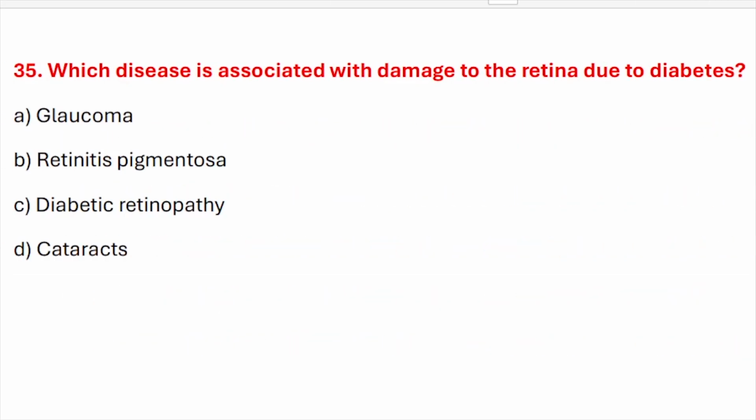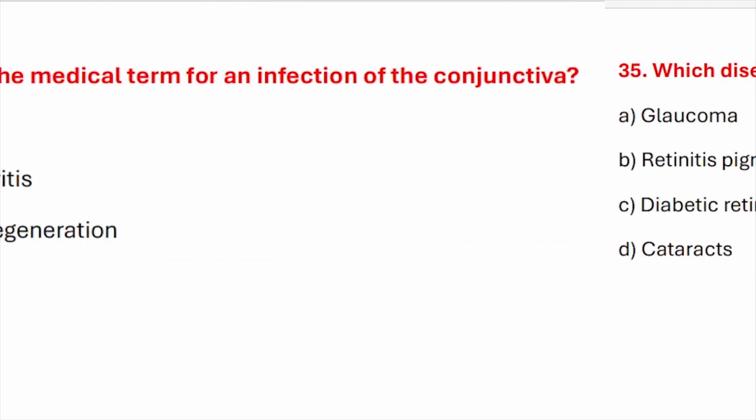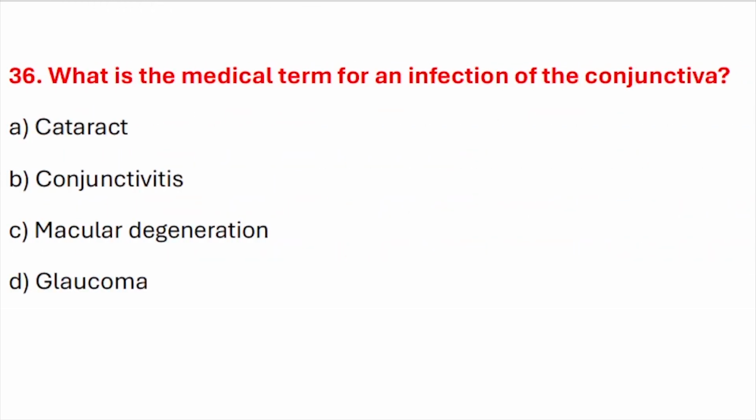Question number 35. Which disease is associated with damage to the retina due to diabetes? Correct answer is option C, diabetic retinopathy. Question number 36. What is the medical term for an infection of the conjunctiva? Correct answer is option B, conjunctivitis.